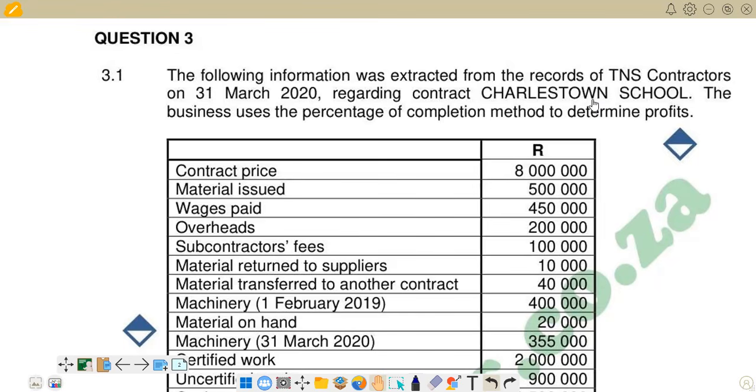So this is now question 3 on that question paper. This question is on contract costing. So we are going to go through the question and then we answer what is required. So I'm going to read the question.